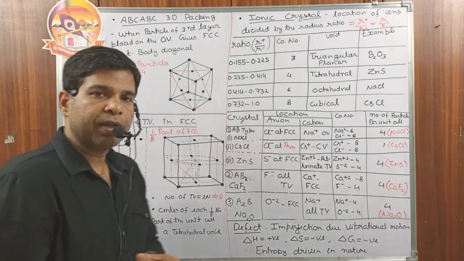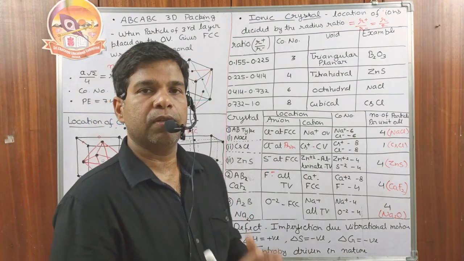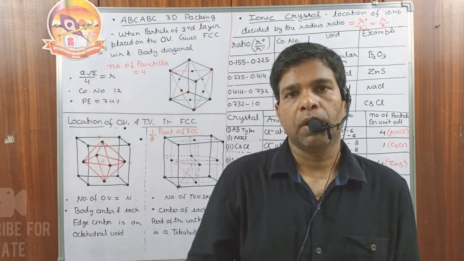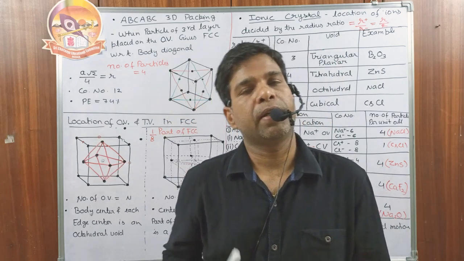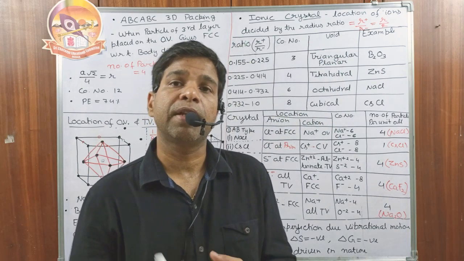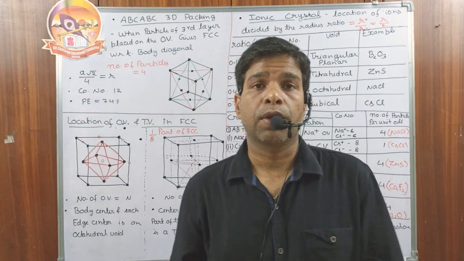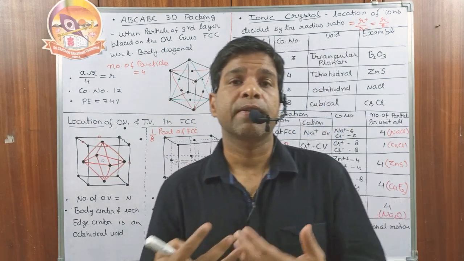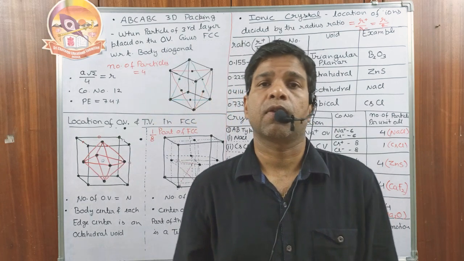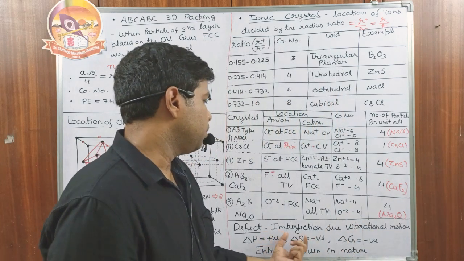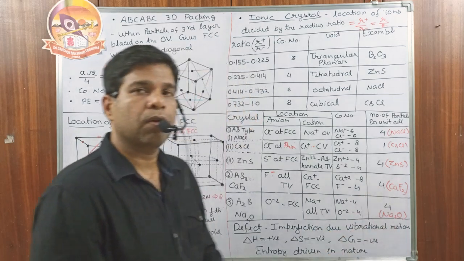Now the defect. We know that in the solid state we only have vibrational motion. Due to the vibrational motion, sometimes some particles can dislocate from their original position and be present at a new location. That always generates some imperfection in the crystal, and this imperfection of the crystal is called the defect. Imperfection due to the vibrational motion is called the defect.